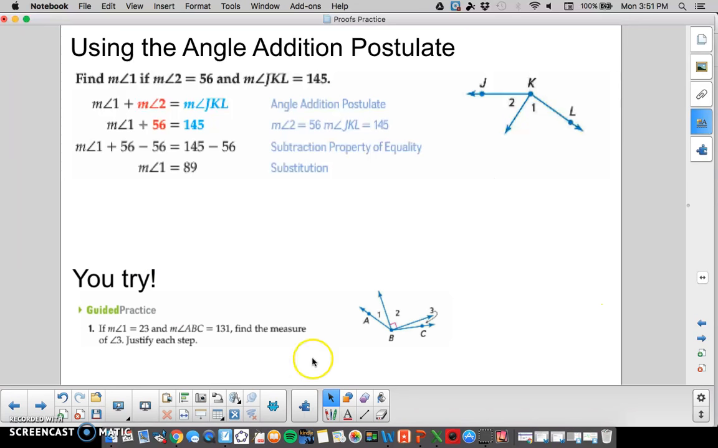Okay, next here's one for you to try. We have the measure of angle 1 is 23. Notice the measure of angle 2 is a right angle. And we want to find the measure of angle 3 because angle ABC is 131.